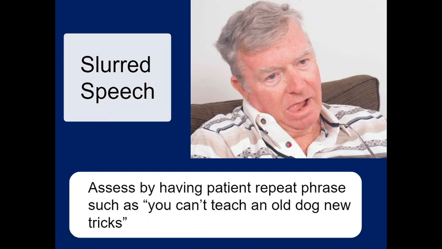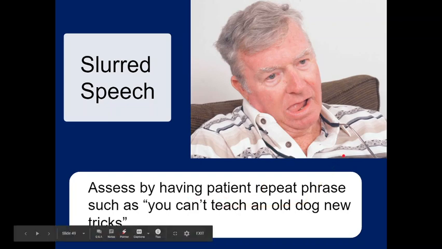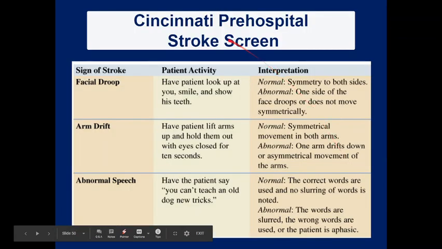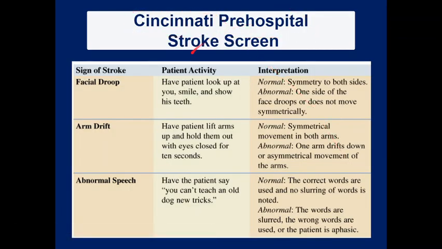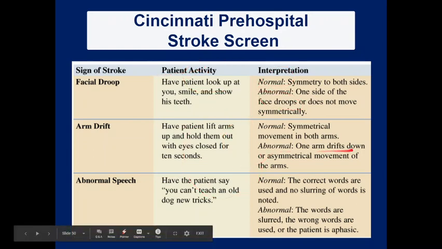They always say you can't teach an old dog new tricks because it's hard. There's a lot of hard vowels and syllables in there, but you can have them say anything. But that's a good sentence to know. This is called the Cincinnati pre-hospital stroke screen, and the mnemonic is FAST: F for facial droop, A for arm drift, S for speech, and T for time, as in remember when was the patient last seen normal. So FAST is Cincinnati. And this shows you what to do and how to interpret it. I would review this slide briefly.